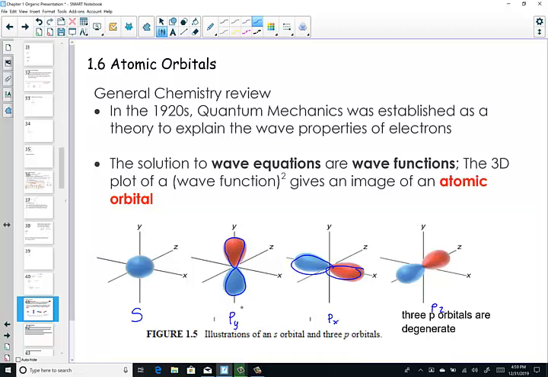Notice that these P sub x, P sub y, and P sub z are all of equal energy. And we need to remember that vocabulary word called degenerate. It means they're of equal energy. An S is of lower energy than a P, which is of higher energy, but those P orbitals are of equal energy to one another, so those P orbitals are called degenerate.